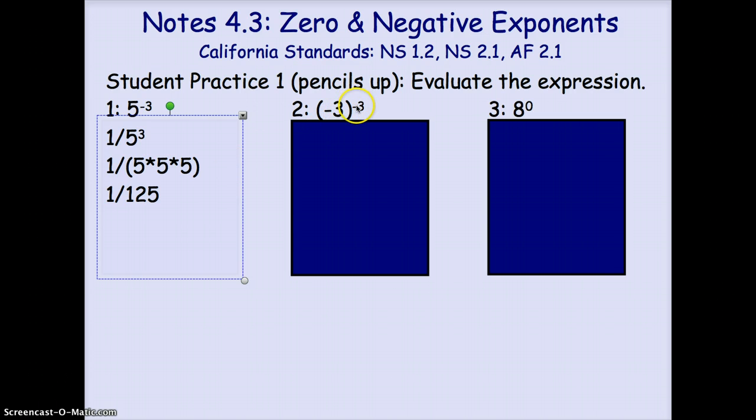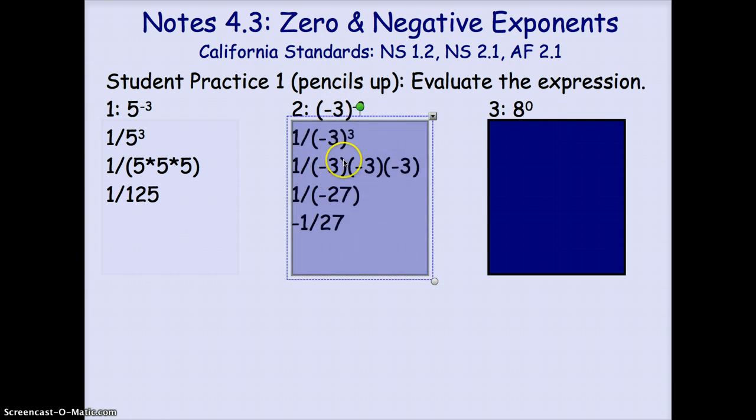Number 2, we want to get rid of this negative by turning into a fraction. Then I have negative 3 to the 3rd. Negative 3 times negative 3 times negative 3, which does turn out to be negative 27. Now notice I rewrote it with the negative sign first, because you always want to start out with that negative sign. If you have a negative sign in the middle of a problem, it tends to look like a subtraction sign. So it'd be negative 1/27.